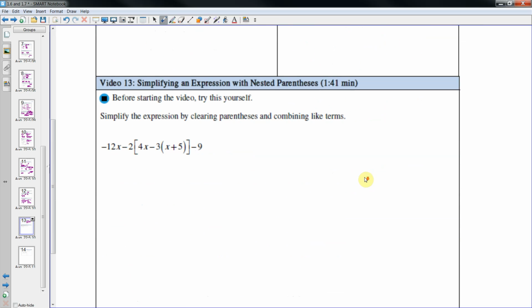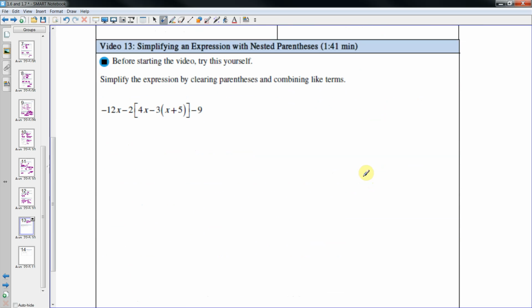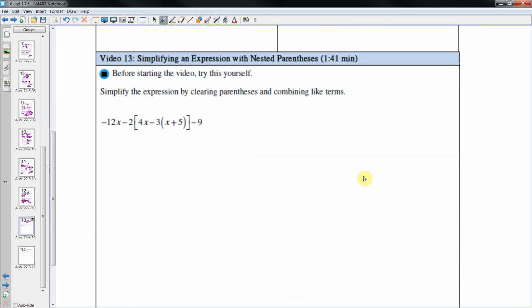Okay, here's one that's got a lot of nesting with it. So it's got a lot of parentheses in with brackets. Let's go from the inside out. So negative 12x minus 2, not doing anything there, not doing anything with the 4x. I'm going to hippity-hoppity the negative 3. Negative 3 times x is negative 3x. Negative 3 times 5 is negative 15.